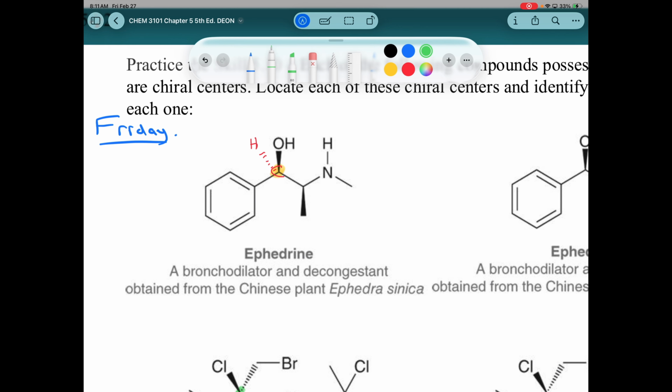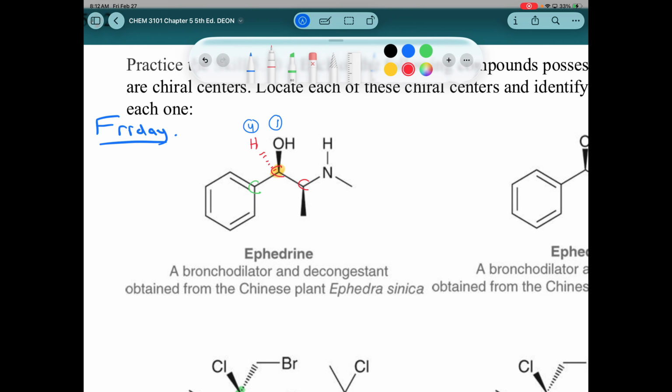The highest priority, remember we go by atomic number, is going to be the oxygen. The lowest priority is always going to be the hydrogen. And lucky for us, the hydrogen is in the back. That makes it less complex. Now, if I highlight this carbon in green, and if I highlight this carbon in red, which one of those carbons is going to take a higher priority? The one in green or the one in red? I'd say it's the one in red.